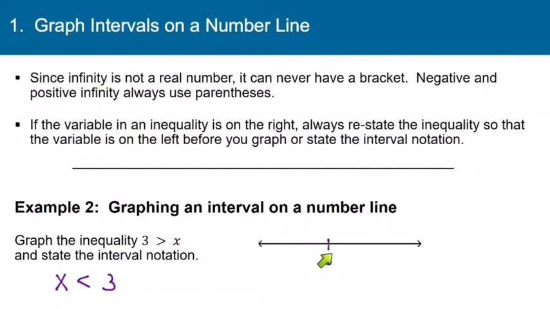We can label our number line with a 3. And the numbers that are less than 3 lie to the left of 3. So we will shade everything to the left. And we'll put the parentheses because we don't want to include the 3 in our solution. And now the interval notation for this graph would be from negative infinity to 3 parentheses.